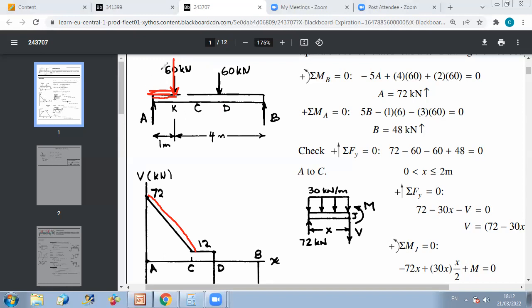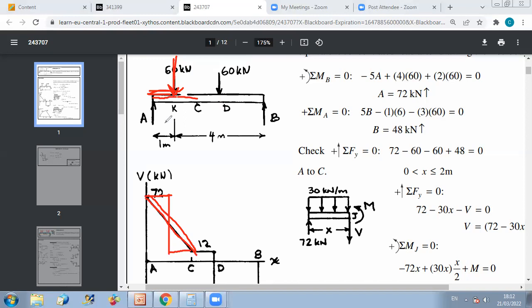If you replace your distributed load by a concentrated force and you draw the variation from A to C, you'll get this. I have 72 first. I have a drop of 60 suddenly at K, which is at center between A and C. And I maintain from K to C a value of 12. And this is completely different from the actual behavior, which is linear variation from A to C.